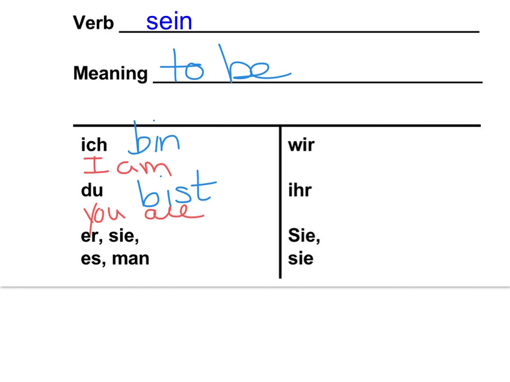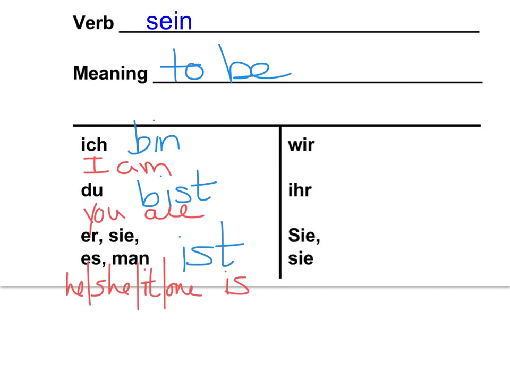Okay. Sie, and es, and man all use the same one. So what? He is. Ist. Some of you are sitting there overthinking that one like crazy. He, she, it, one, is.